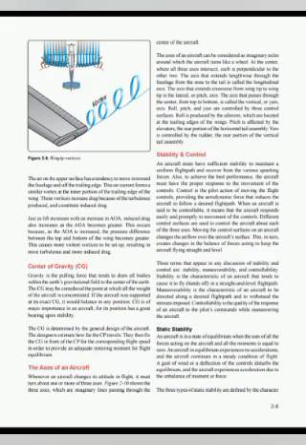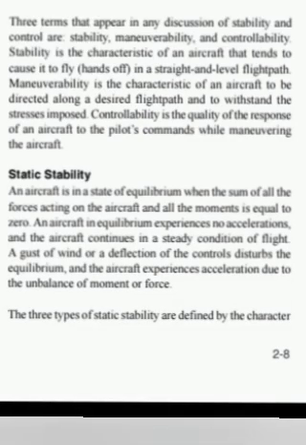Three terms that appear in any discussion of stability and control are stability, maneuverability, and controllability. Stability is the characteristic of an aircraft that tends to cause it to fly, hands off, in a straight and level flight path. Maneuverability is the characteristic of an aircraft to be directed along a desired flight path and to withstand the stresses imposed. Controllability is a quality of the response of an aircraft to the pilot's commands while maneuvering the aircraft.